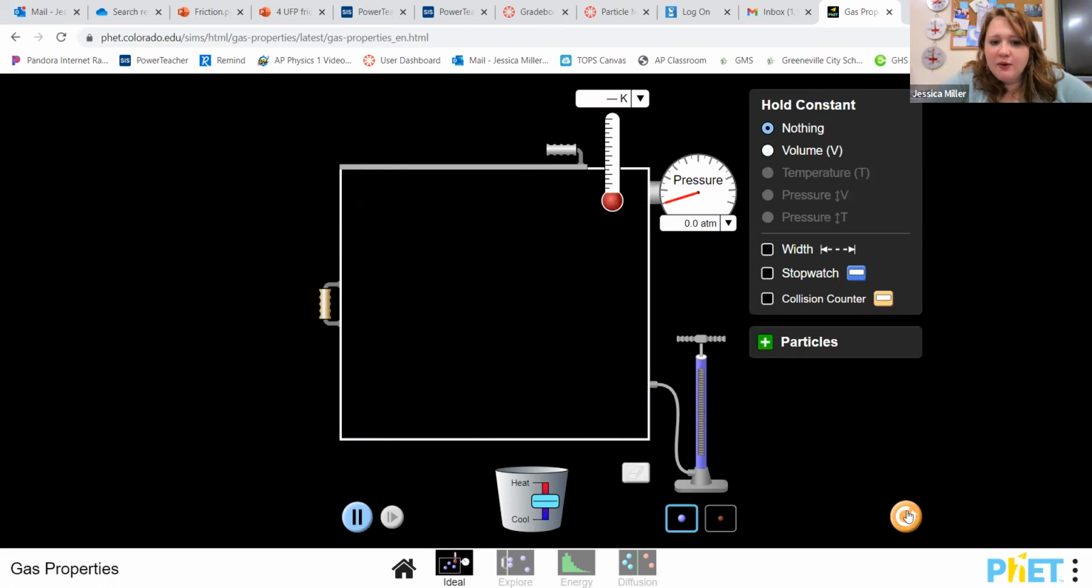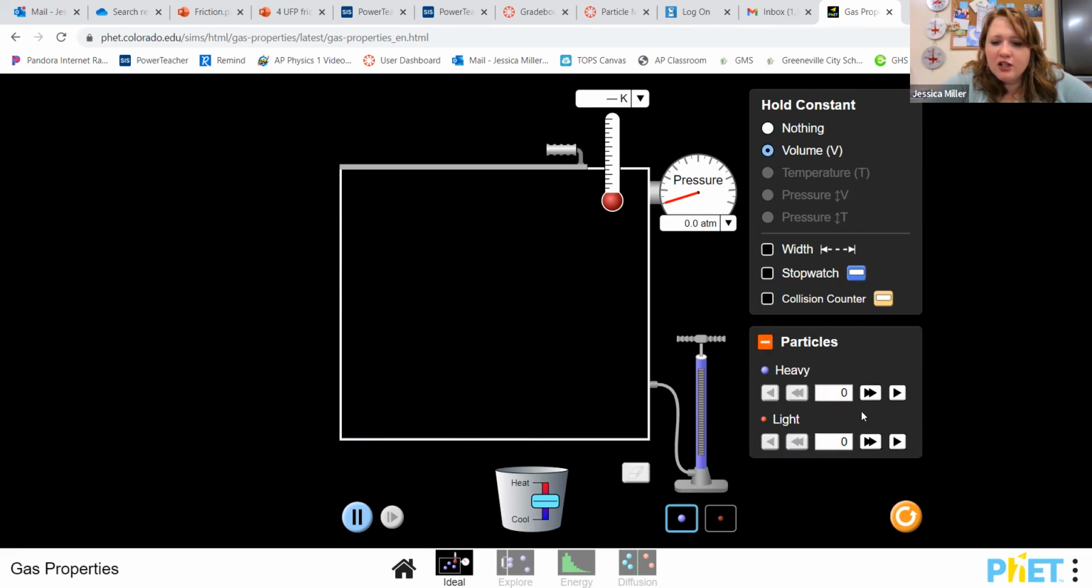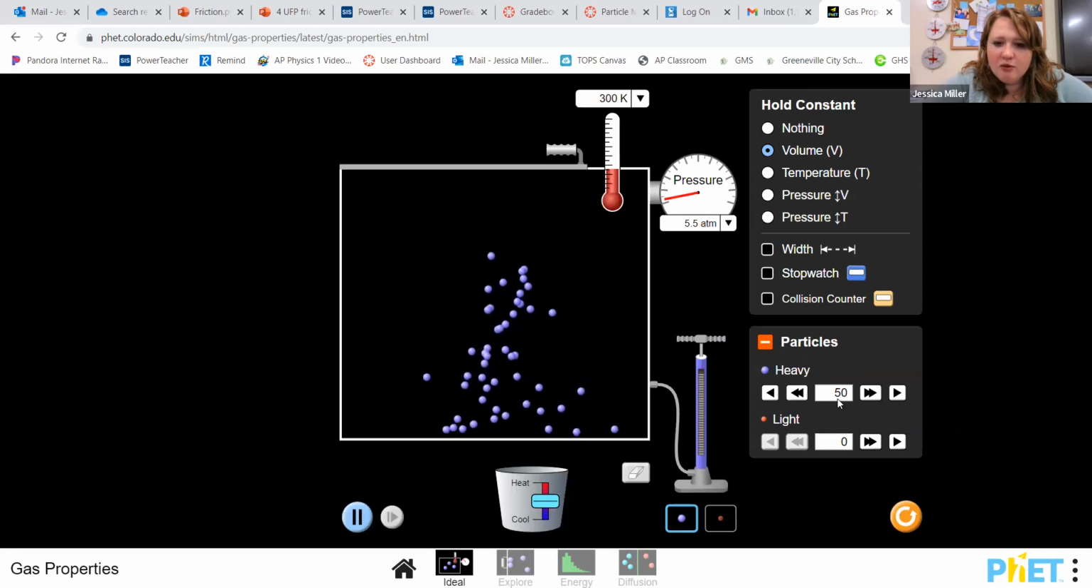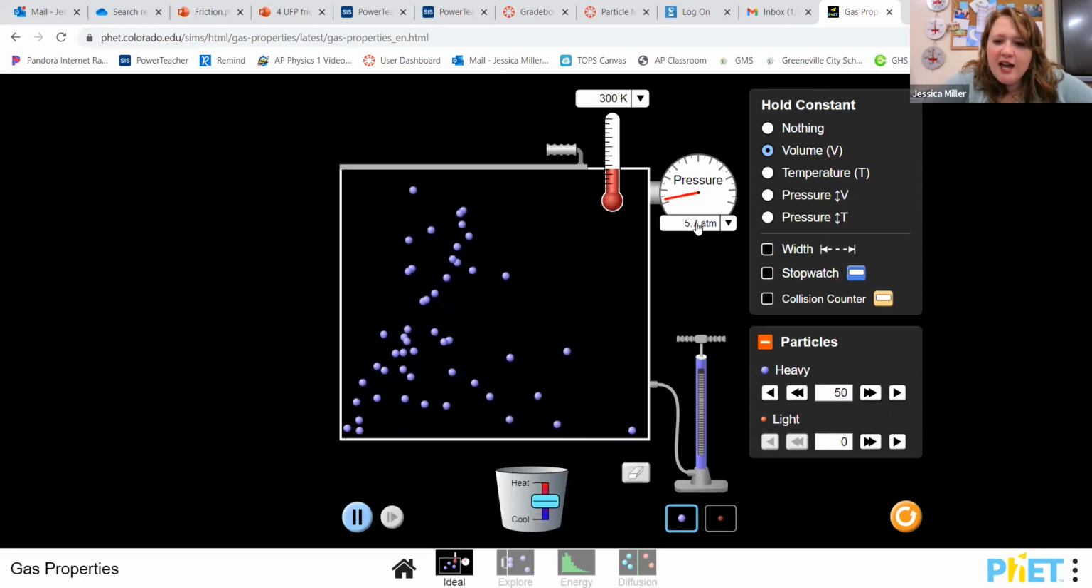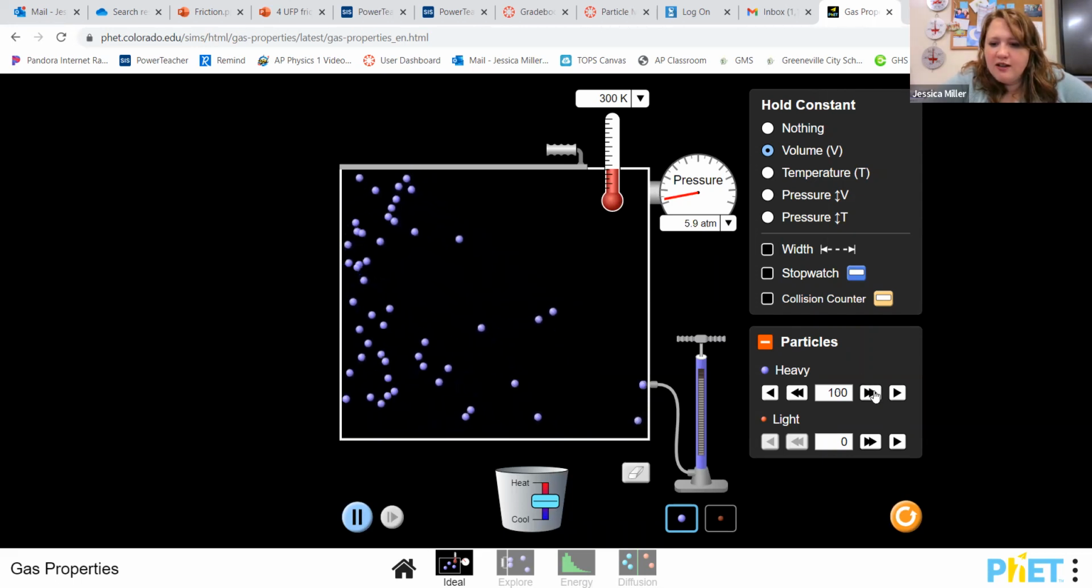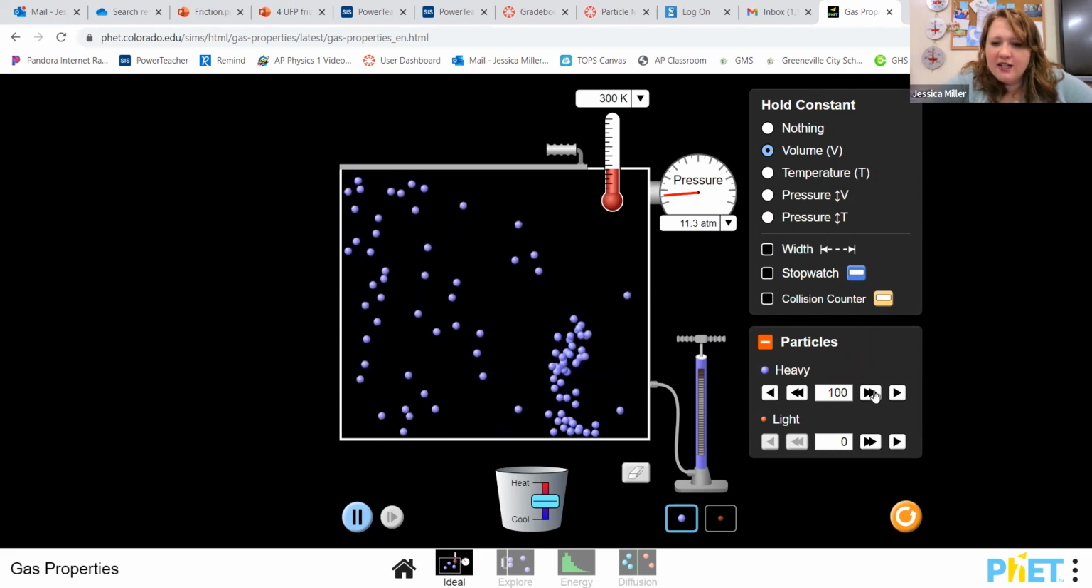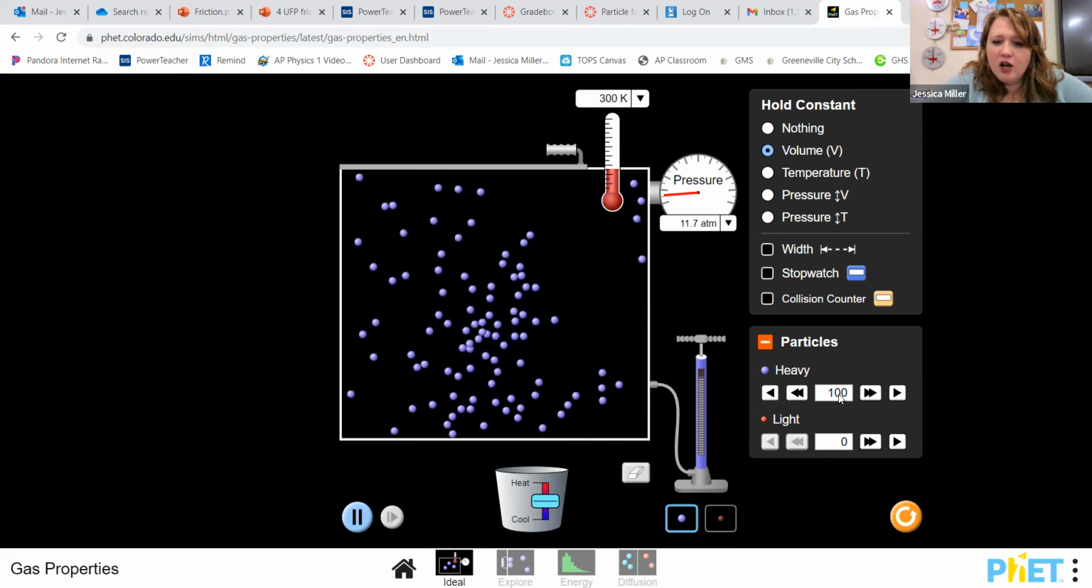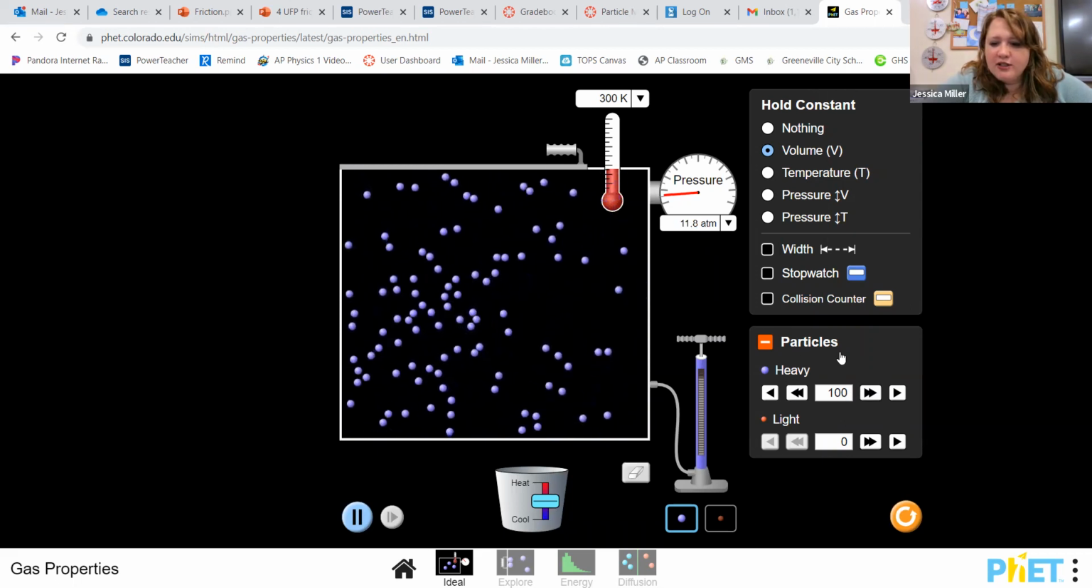But you can kind of see what I just did. We're holding volume constant. We'll hold temperature constant. We're going to add some particles. It looks like you can just add particles with this double arrow here. So I added 50 particles. That tells you the number of particles. So there's 50 particles, and there's our pressure. Then we can add another 50. So our particles are 100 now, and our pressure is that.